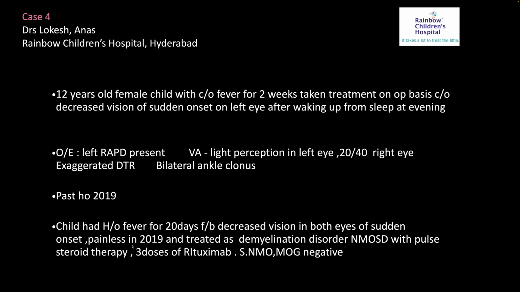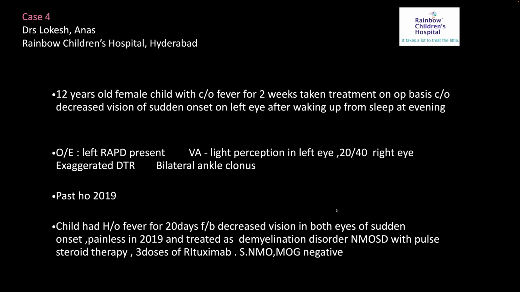Hello, good evening, sir. So it's a 12-year-old female child. She presented with history of fever for 2 weeks, for which they had taken treatment on OP basis. Then she had sudden onset decreased vision in the left eye after waking up from sleep. When she came to us, she had left-sided RAPD. Visual acuity, light perception was decreased in the left eye, and the right eye was 20/40. There's exaggerated DTR and bilateral ankle clonus.